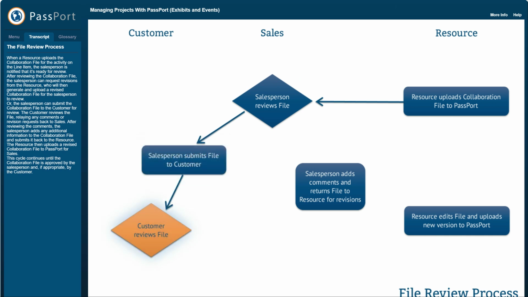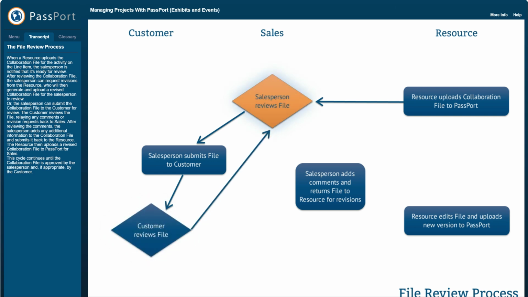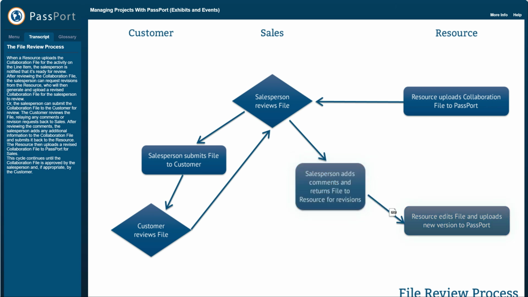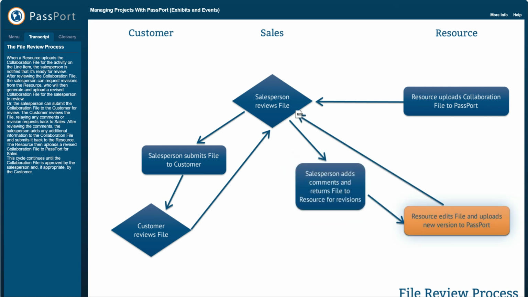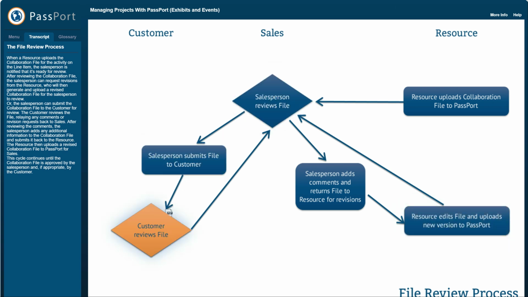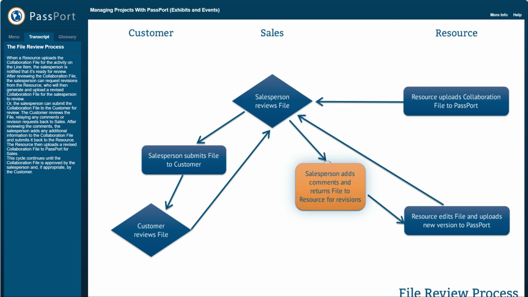The customer reviews the file, relaying any comments or revision requests back to sales. After reviewing the comments, the salesperson adds any additional information to the collaboration file and submits it back to the resource. The resource then uploads a revised collaboration file to Passport for sales. This cycle continues until the collaboration file is approved by the salesperson and, if appropriate, by the customer.